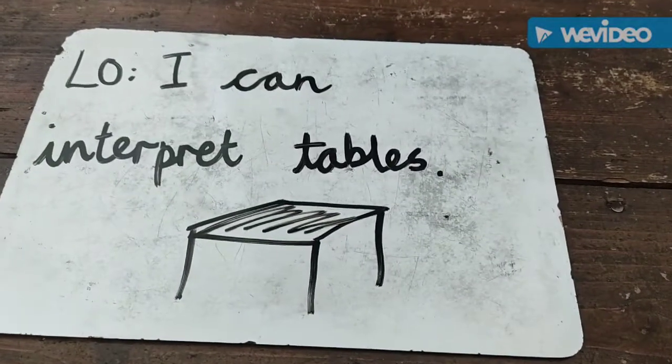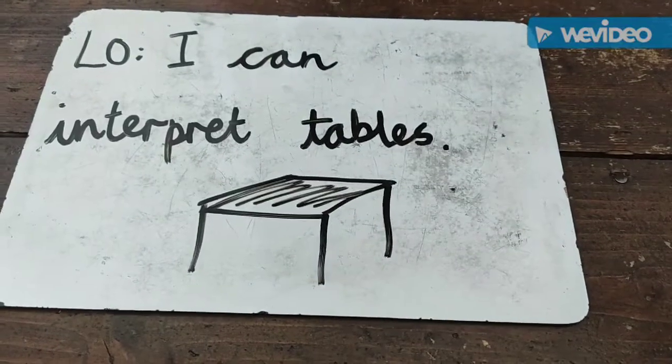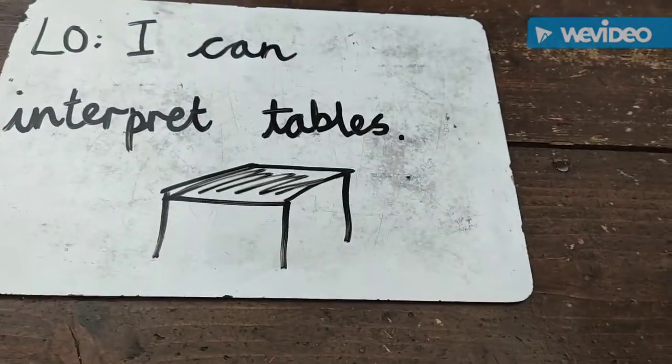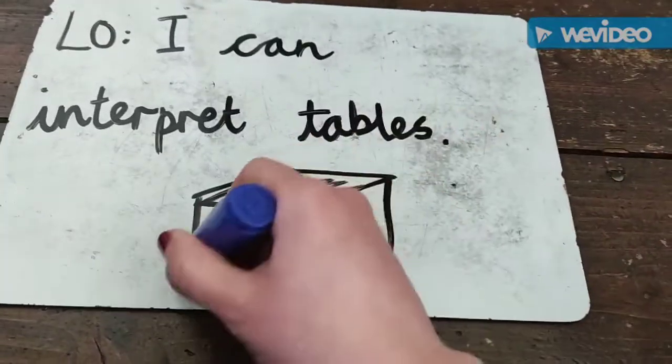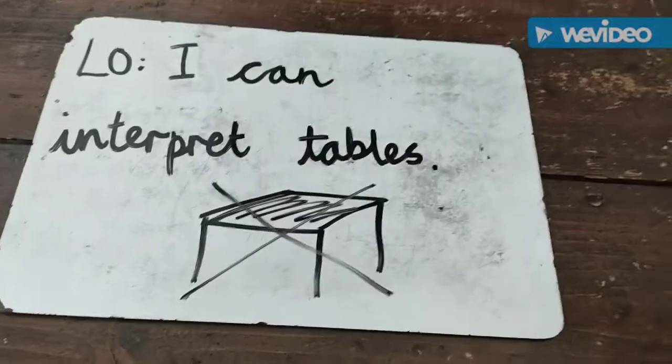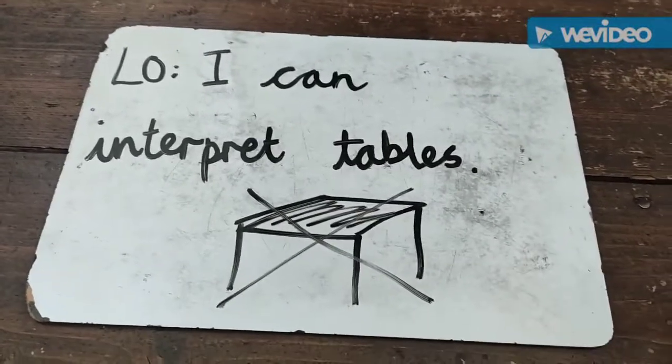The learning objective today is I can interpret tables. So what kind of a table are we talking about? Well, we are not talking about the kind of table that you might eat your dinner on or sit to do your work on. That is not the kind of table we're talking about today. So let's think about what kind of table we are thinking about.